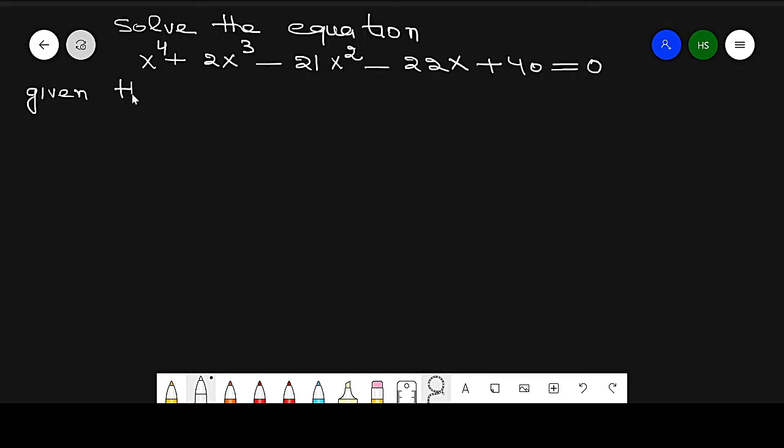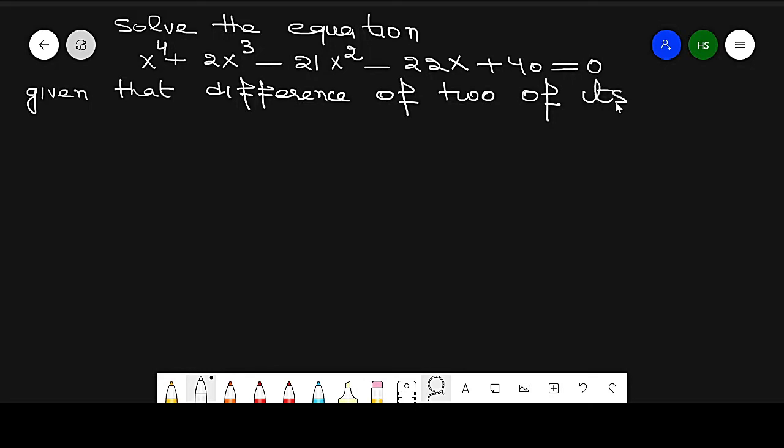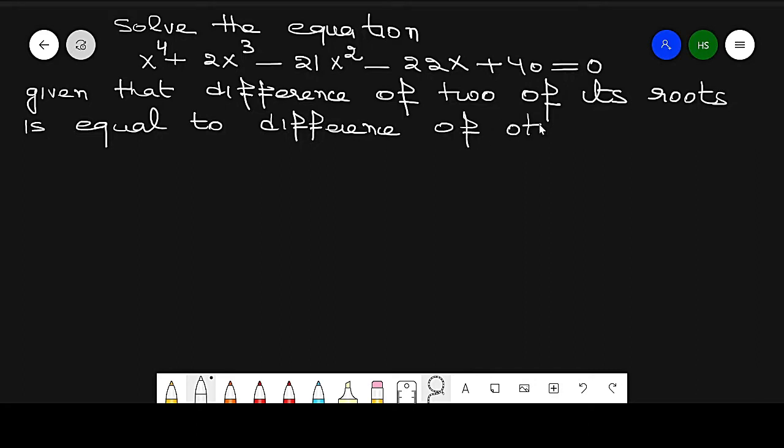given that the difference of two of its roots is equal to the difference of the other two. So what is the given statement?